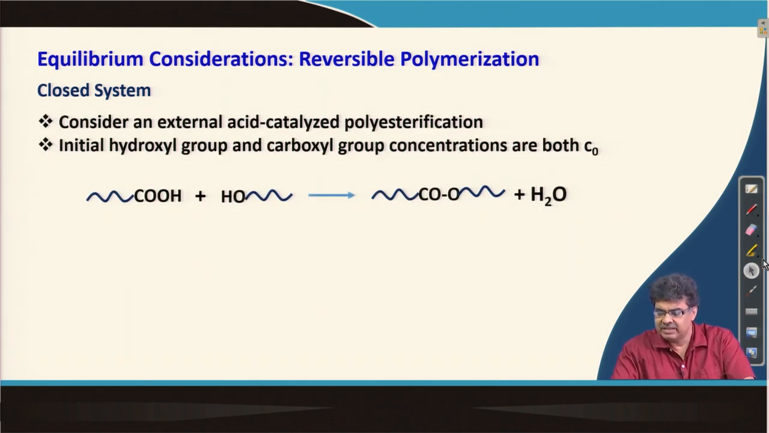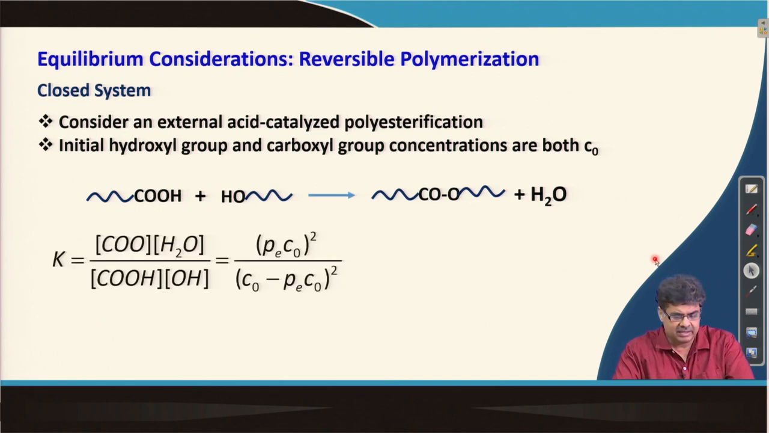So, we first consider the acid catalyzed reaction, and let's consider that we are synthesizing a polyester by reacting hydroxyl groups and carboxylic groups, and this is the reaction between acid group and alcohol group, resulting in ester and water. Now, in this case, we are working in a closed system, so no water molecule is taken out of the reaction mixture. So, in this case, we will consider the equilibrium constant. The equilibrium constant will be given by the concentration of ester group and water divided by the concentration of acid group and alcohol group.